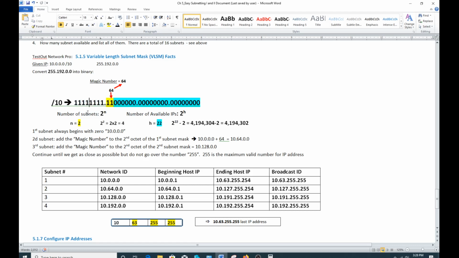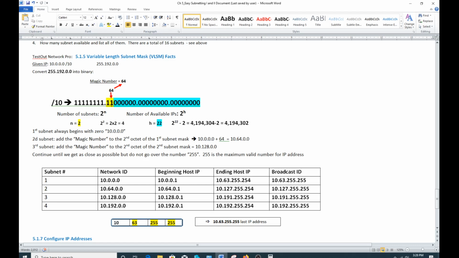So in this case, the number of subnets is 2 to the n. Well, what is n? N is these two numbers right here. So n is 2 because it has two 1 bits. So 2 to the second power is 4 subnets. Okay, a total of 4 subnets. Now, how do we find the subnets? Well, the first subnet always begins with 0. So in this case, what octet changes? The second octet. So we need to find out the magic number and add it to this first subnet to get the second subnet.